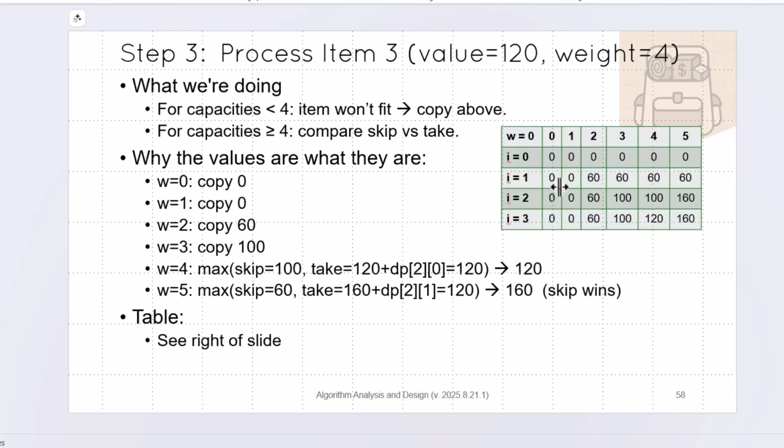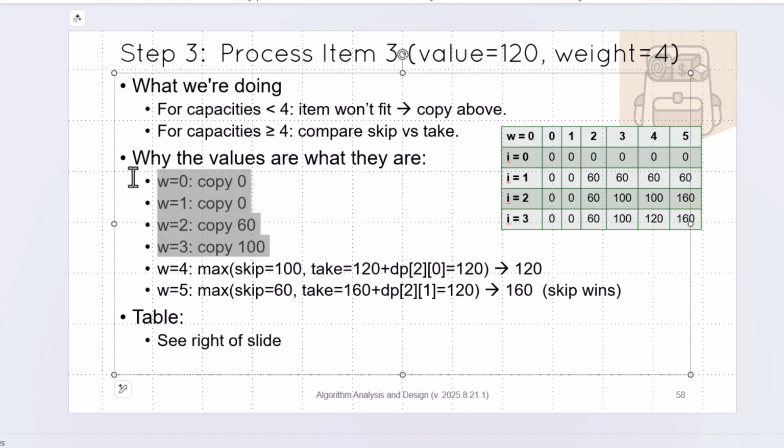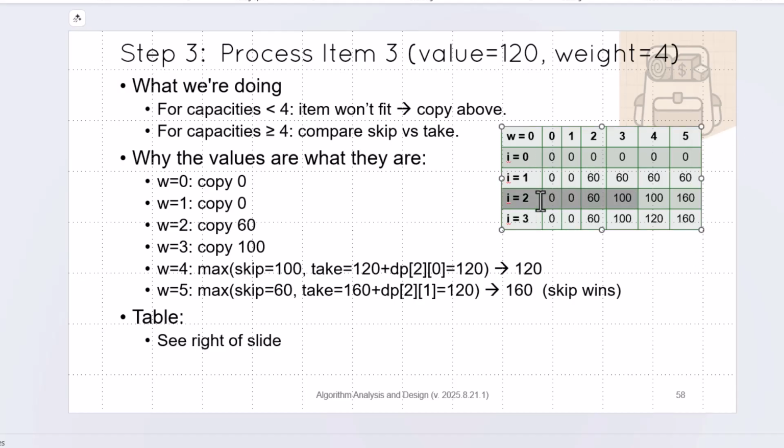So here is our item 3 that we're going to try to process now. Since this one has weight of 4, we basically just copy from 0 to 3 from above. So we ended up with these items copied down. Okay. Now what about the next one? The next one, weight equals 4. So we can skip, and that means 100.